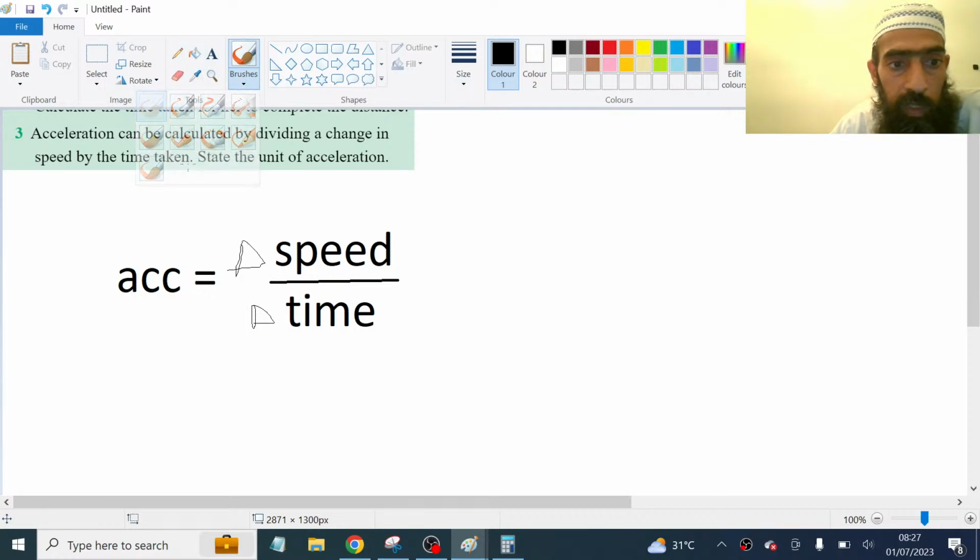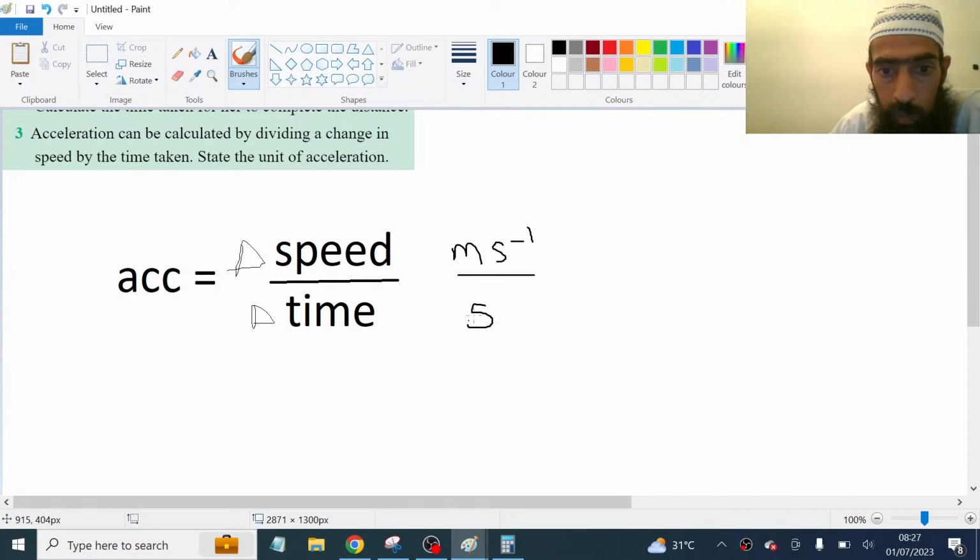So if speed is in meters per second, and we are then dividing by time, which is seconds to the power 1, then what we need to do is just treat that as algebra. Let's just say, what would happen if I took m, plus m s to the power minus 1, divided by s to the power 1. So m would just stay as m. Then s to the power minus 1 divided by s to the power 1.